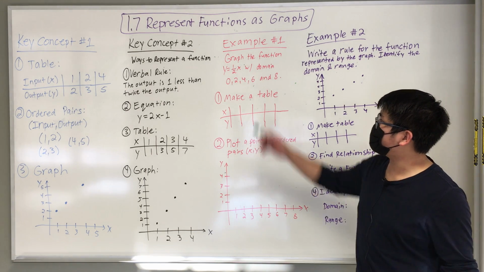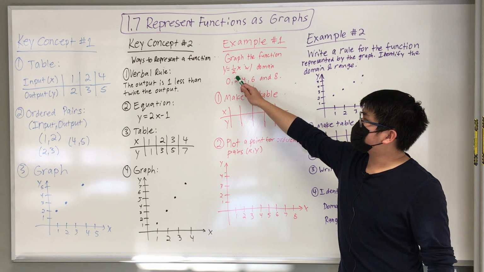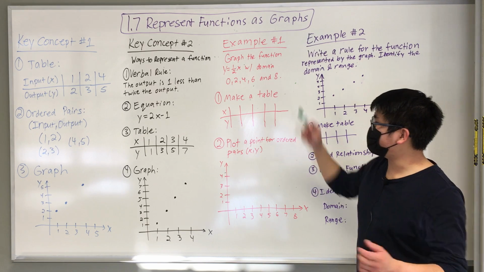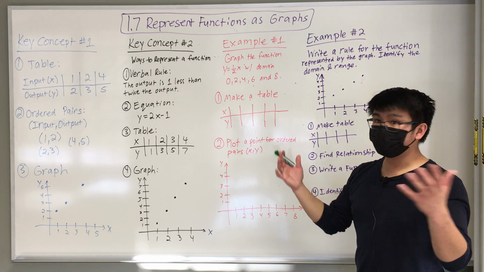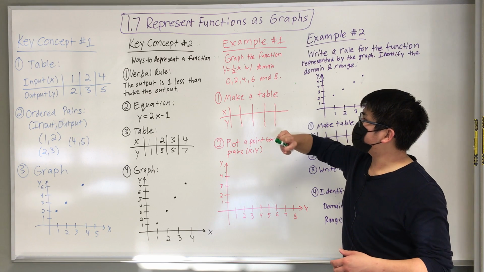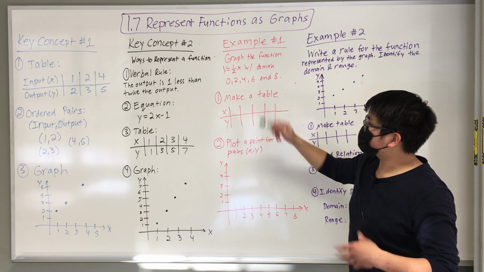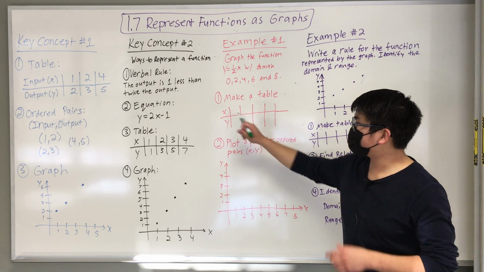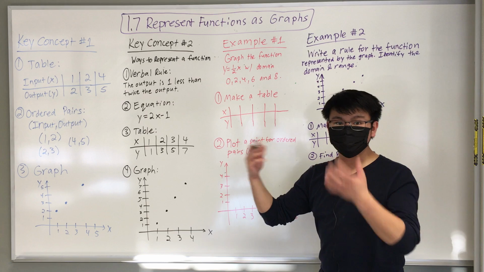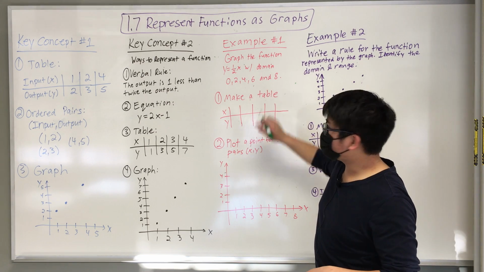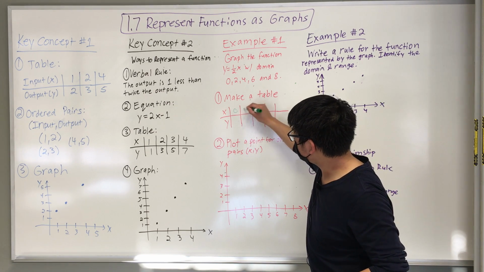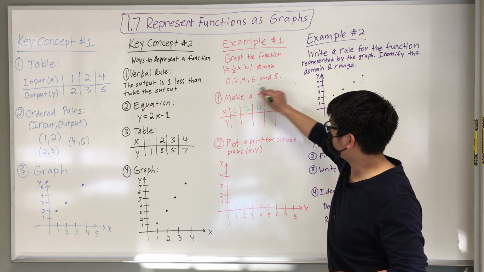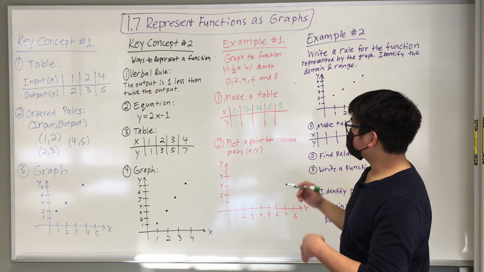The first example says to graph the function y is equal to half times x with the domain 0, 2, 4, 6, and 8. So the first step always is to make a table. If we're given the equation and the domain, let's make a table. If you remember from the last lesson, x is the inputs or the domain. They're basically the same thing. So we're given the domain. What is the domain? We can just fill it in: 0, 2, 4, 6, and 8, because they said the domain is 0, 2, 4, 6, and 8. Easy. So now what do we do?